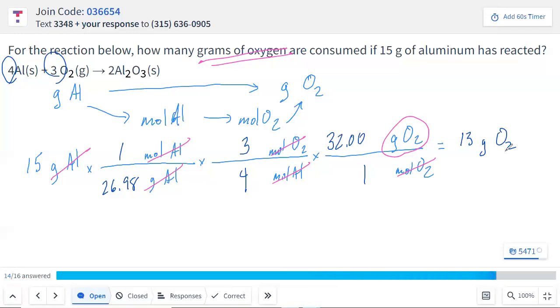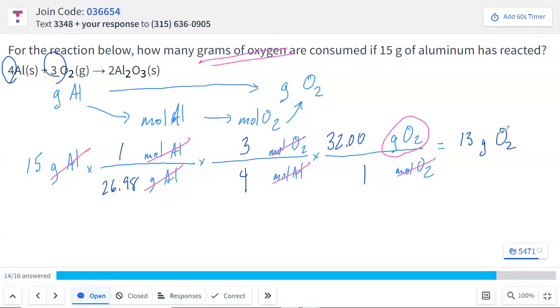So again, the whole thing here is about a process. We've got to be able to systematically and procedurally go from one piece of information about one substance, and through the use of moles and the balanced equation, convert it into another piece of information about a different substance. Any questions with this particular example?